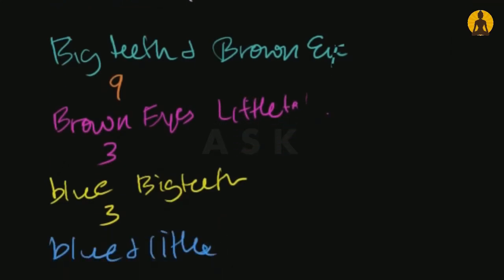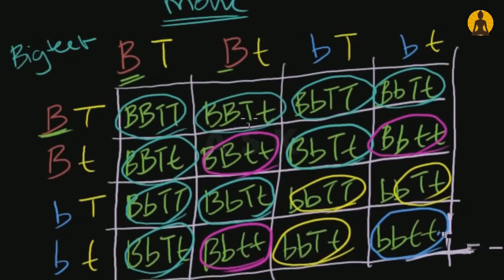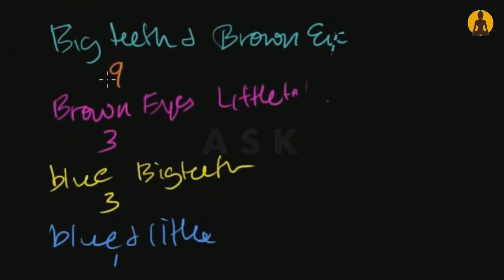So if you look at this and you say, hey, what's the probability? There's only one of that. What's the probability of having a big teeth, brown-eyed child? And these are all the phenotypes. There are 16 different possibilities here. Right? There are 16 squares here. 9 of them describe the phenotype of big teeth and brown eyes. So there's a 9/16 chance. So it's 9 out of 16 chance of having a big teeth, brown-eyed child. What's the probability of a blue-eyed child with little teeth? 1 in 16.